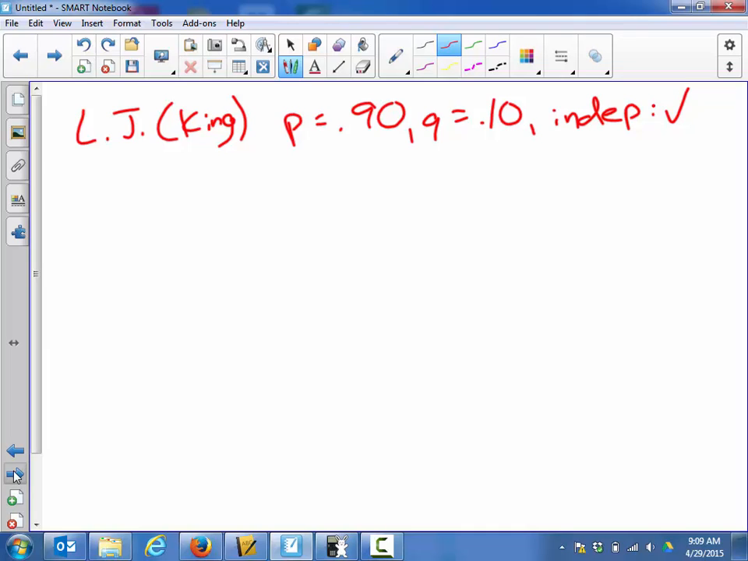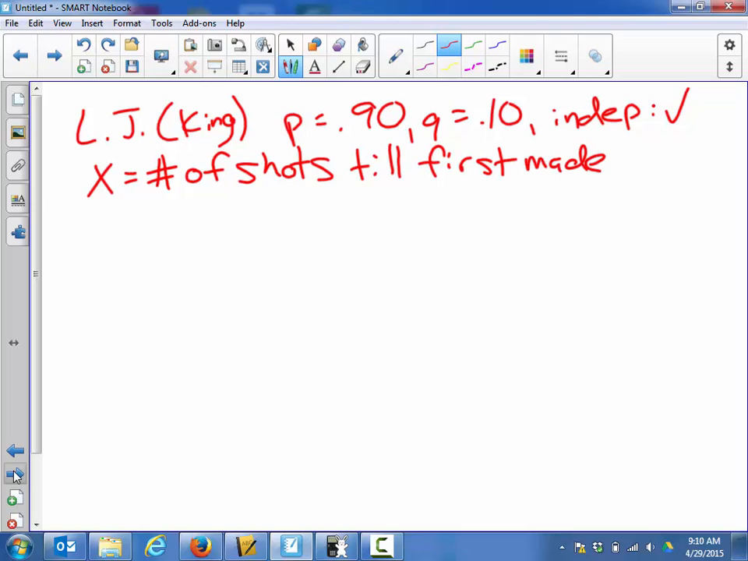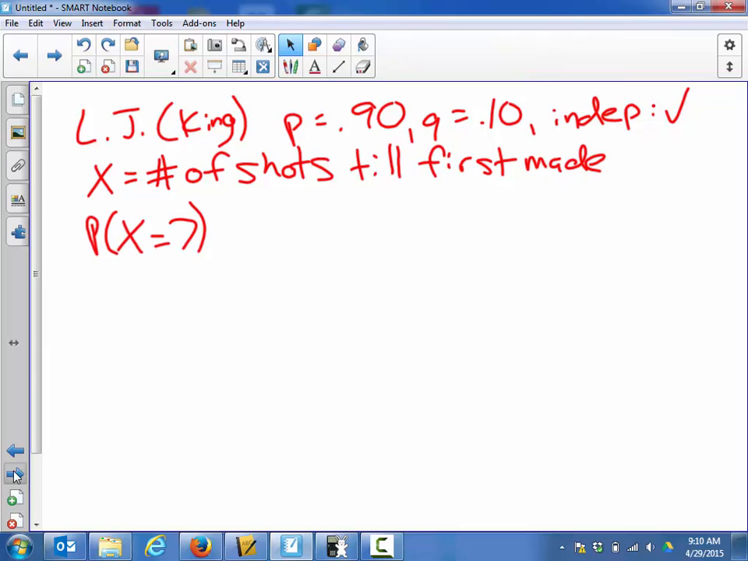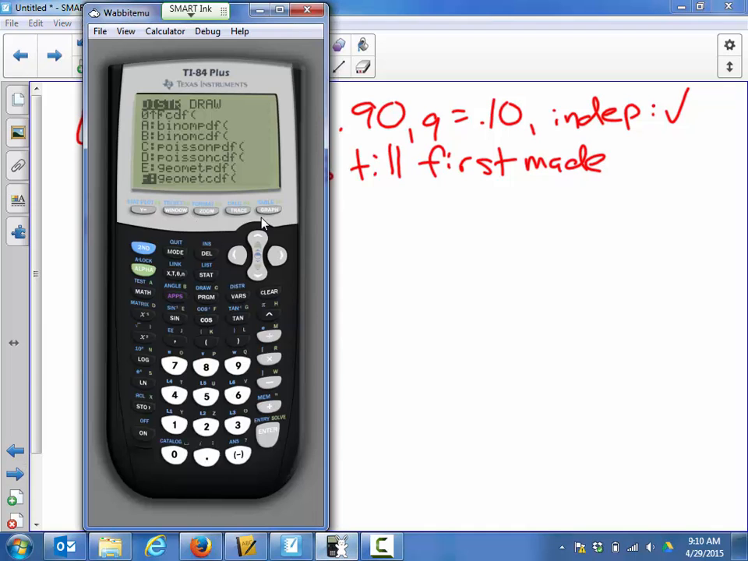Let's say we want to know the number of free throw shots he needs to take before he makes his first. If X is equal to the number of shots till first made, let's say we want to find the probability that X is equal to 7. We should expect that this is going to be ridiculously low. If he's a 90% free throw shooter, he's likely to hit his first, his second, his third.